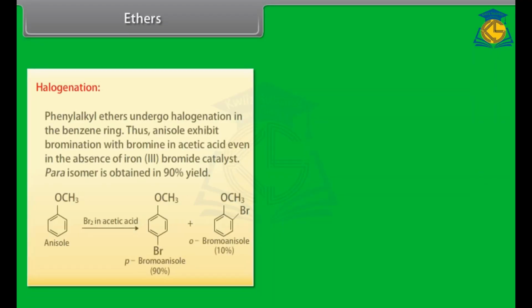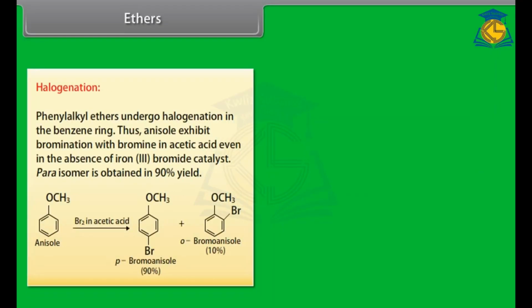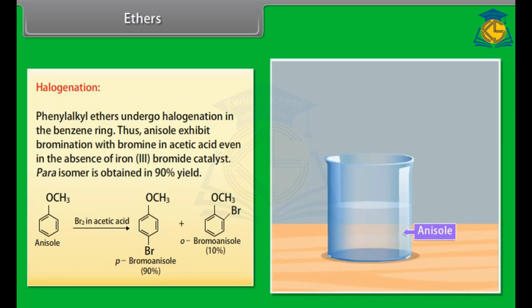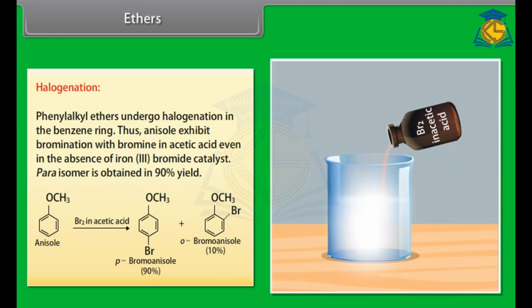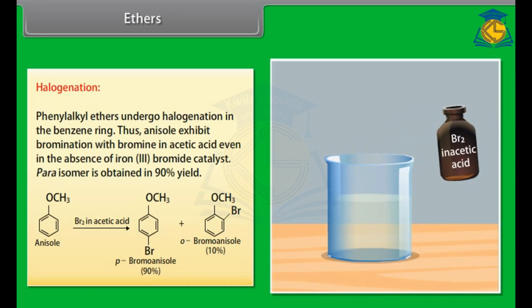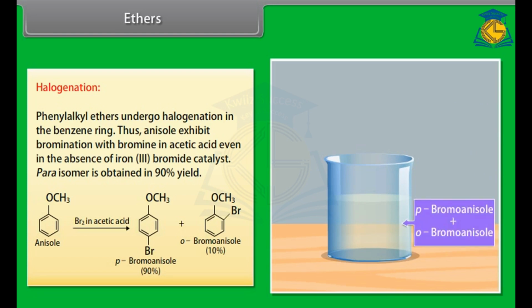Halogenation. Phenyl alkyl ethers undergo halogenation in the benzene ring. Thus, anisole exhibits bromination with bromine in acetic acid even in the absence of iron(III) bromide catalyst. Para isomer is obtained in 90% yield.